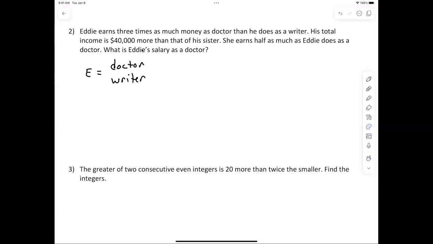Now it says Eddie earns 3 times as much money as a doctor as he does as a writer. Do I have any idea how much money he earns yet? No. So I've got to relate the writer and the doctor. He earns 3 times as much money as a doctor. So how much does he earn as a writer? Say it. He earns x. We don't know. So as a writer, he earns x. So I put a colon here and put x. So then as a doctor, he does what? 3x. He does 3x. Now we're getting the hang of it.